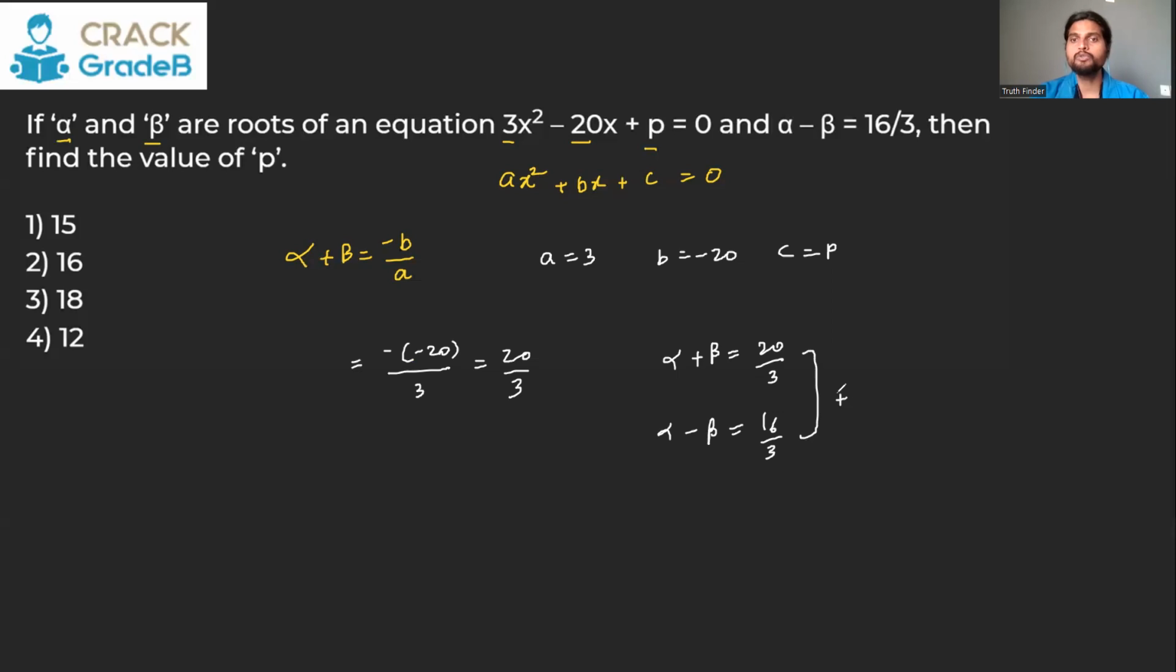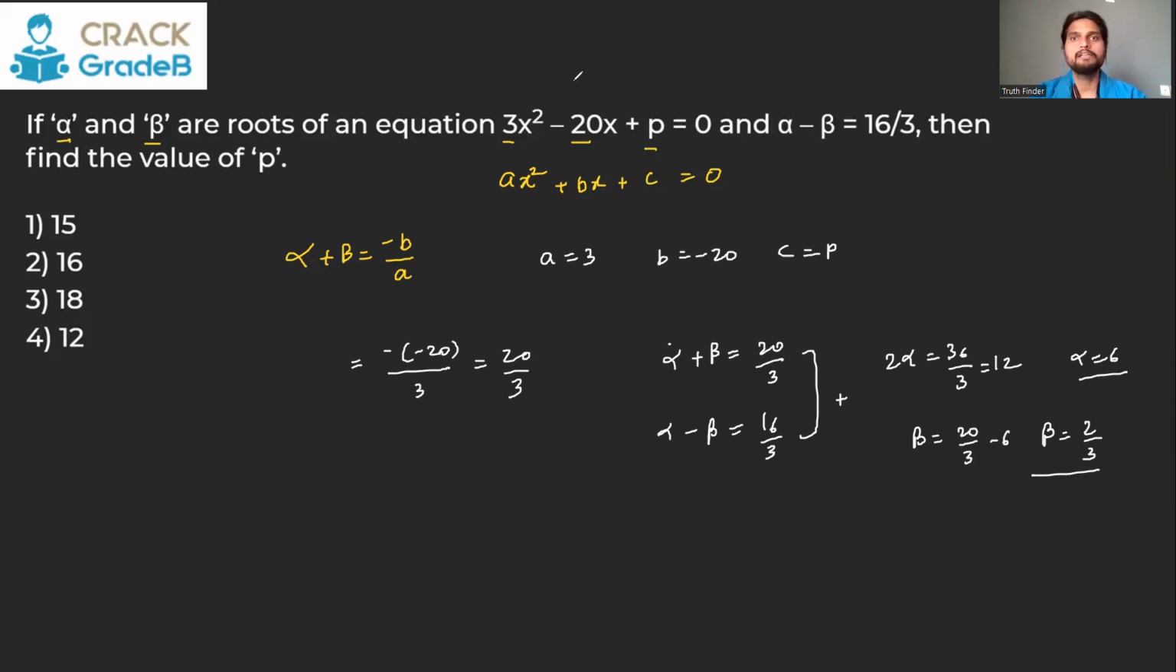If you add these two, we get 2 times alpha is equal to 20 plus 16, 36 upon 3. That is 12. So alpha will be equal to 6. If you put alpha is equal to 6 here, so beta will be equal to 20 by 3 minus 6. And hence beta will be equal to 2 by 3. So alpha is 6, beta is 2 by 3.